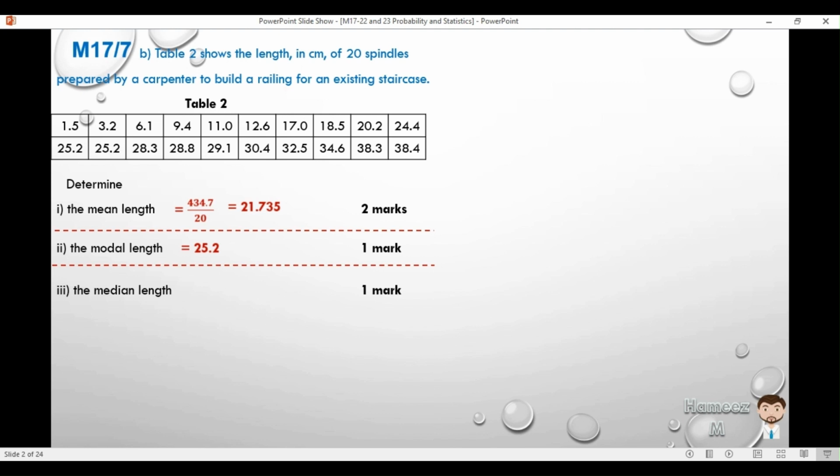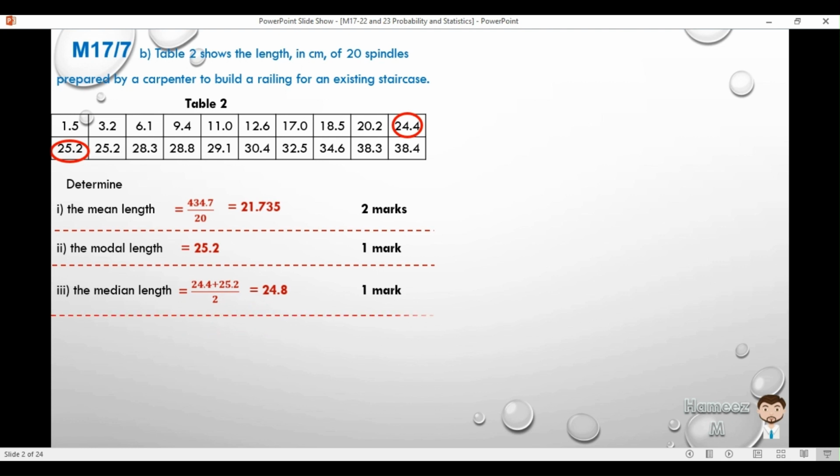And if we want to find the median of 20 items, then since it's an even number, it will have two items in the middle of 20. The 10th term, which works out to be 24.4, as we could see, it's the end of the first row, and the 11th term. And the 11th term is 25.2. So the median will be the middle of those two numbers. So we add them up, 24.4 plus 25.2, and then divide by 2. So the median works out to be 24.8 centimeters.